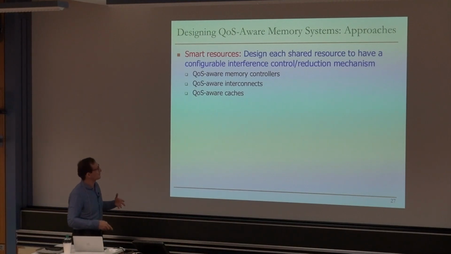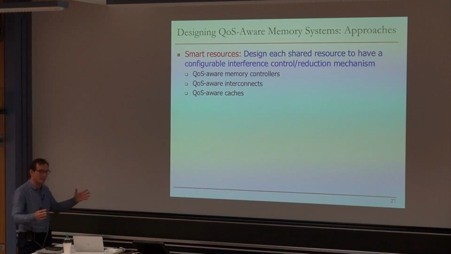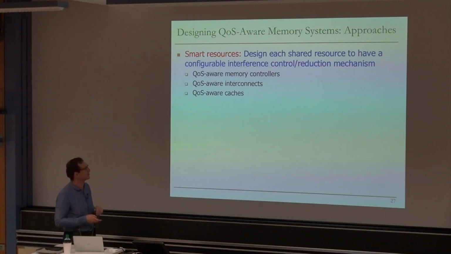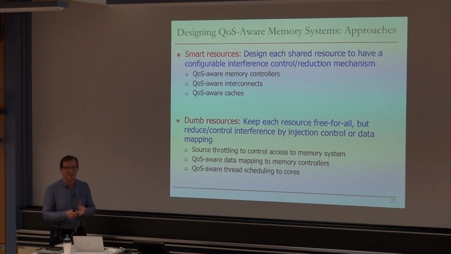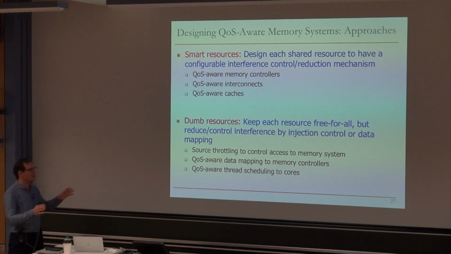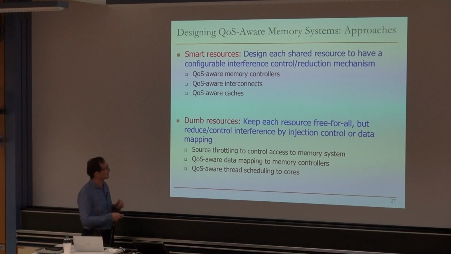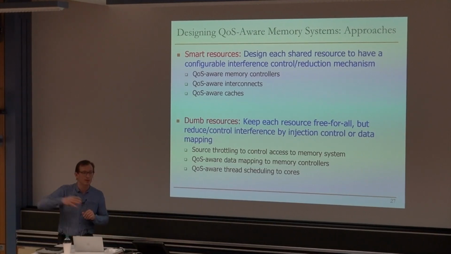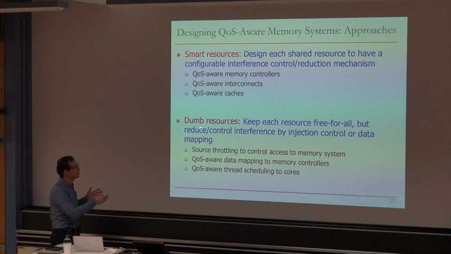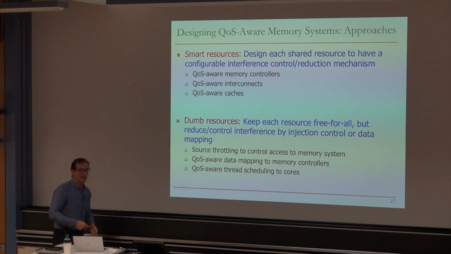The second approach, which is orthogonal, meaning they can be combined together, and which we will talk about later on, is dumb resources. Basically, keep the resources just like they are today, or slightly modify them to be more efficient, but don't put quality of service mechanisms inside them. Keep them free for all, but do something else to provide quality of service in the system, or reduce or control interference. When I say provide quality of service, it's the same as reducing and controlling interference in a configurable way. And how do you do that?